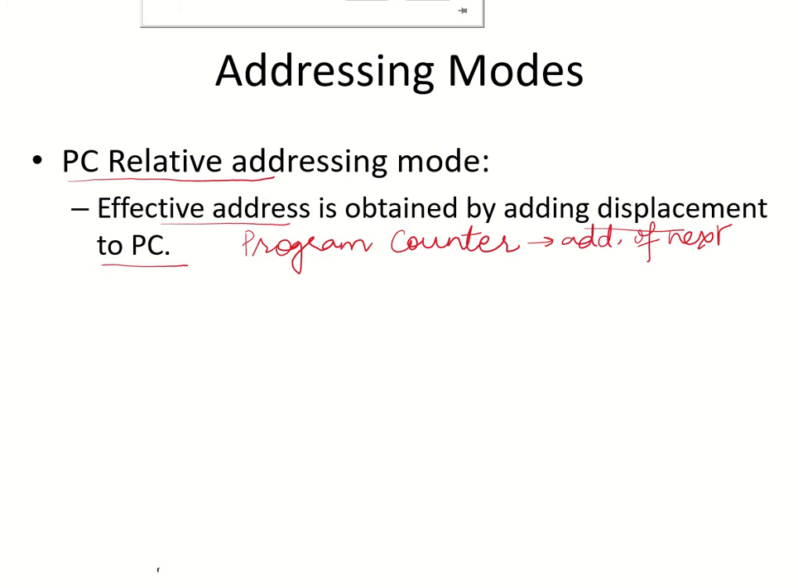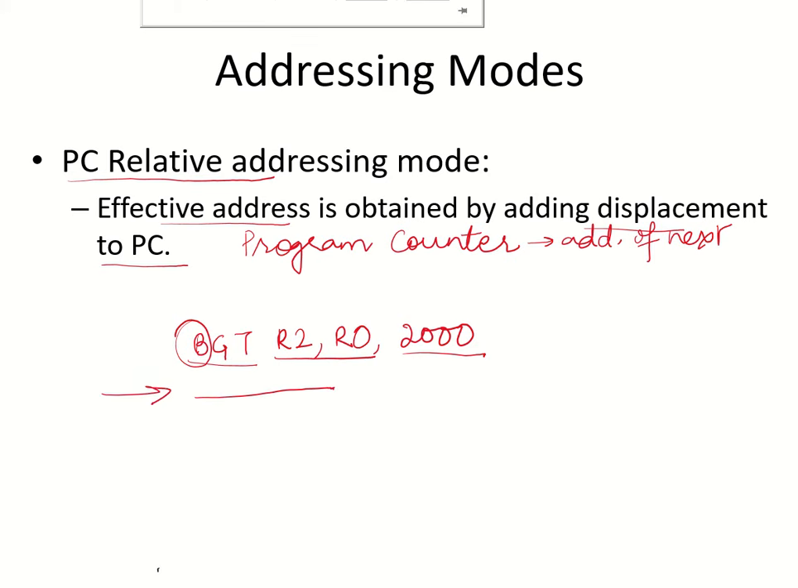Suppose I have an instruction like this: branch greater than R2 R0 to some memory address. This means that I'm going to compare R2 and R0 registers, and if the value of R2 is greater than the value in R0, then I'm going to branch to this memory address. I'm not going to execute the next instruction now.